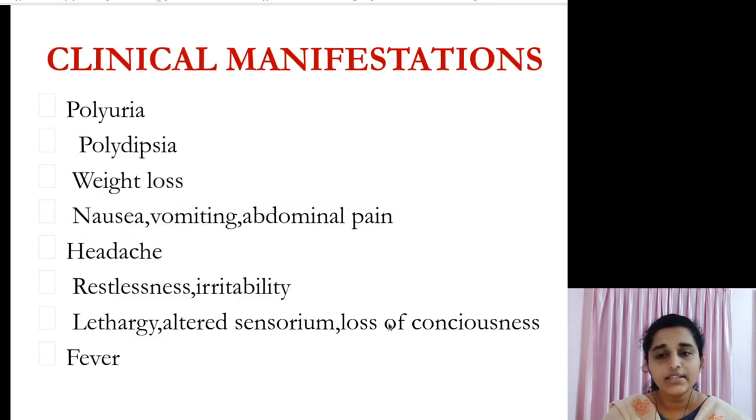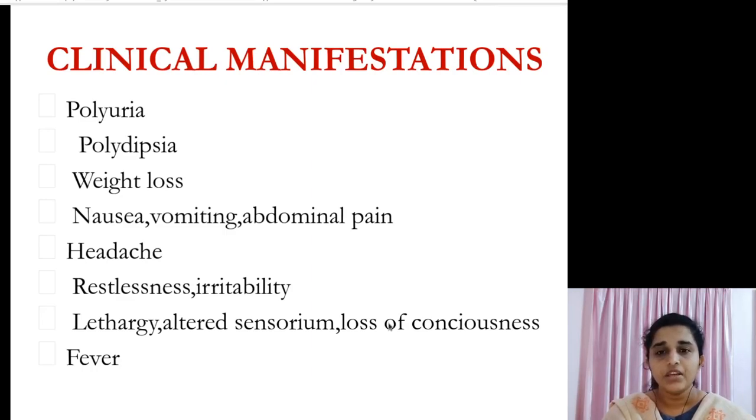So why is this happening? Our body utilizes fat stores for energy. Because of the increased breakdown of fat, there is production of ketones in the body, and increased ketones in the blood lead to ketonemia.